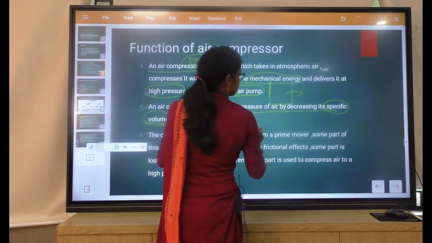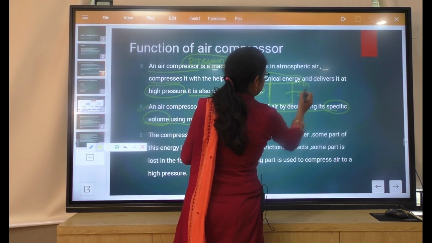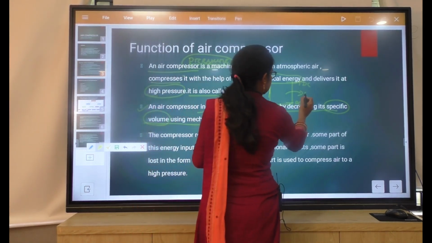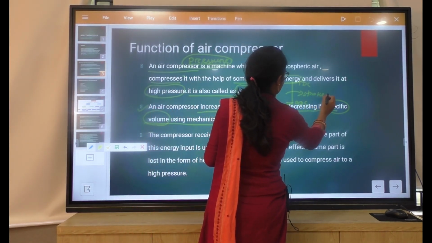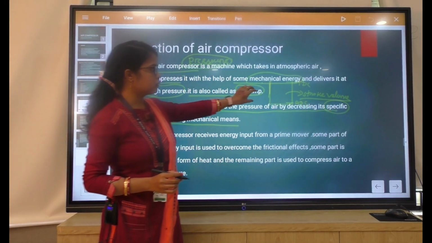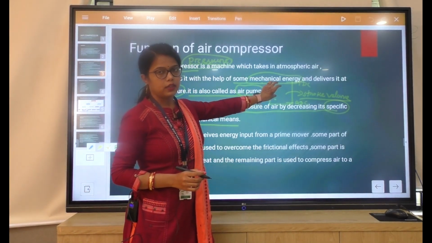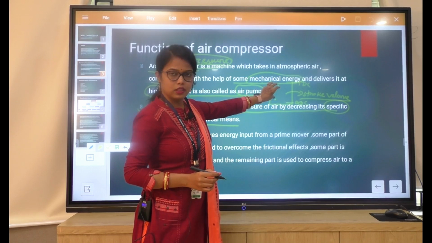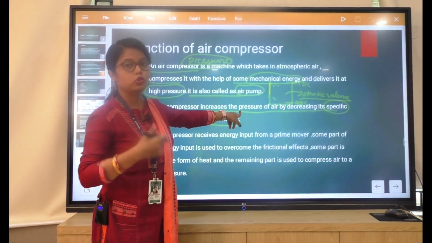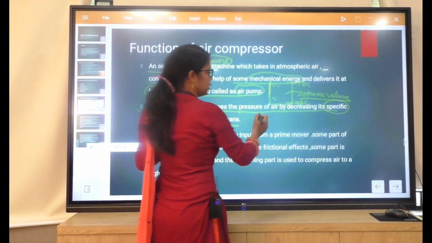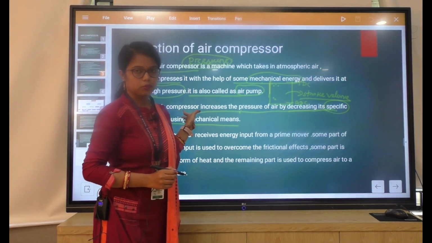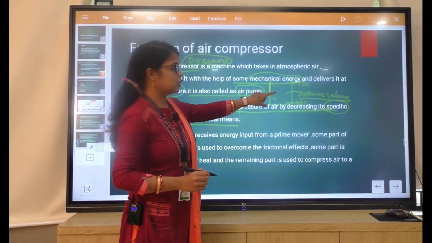and in that cylinder there are TDC and BDC, top dead center and bottom dead center, you all know about it, and this volume we are calling stroke volume or swept volume. That means a particular volume of air is taken into this cylinder, and how is it converting the low pressure air into high pressure air? That means we are decreasing its specific volume. Specific volume means volume per unit mass.